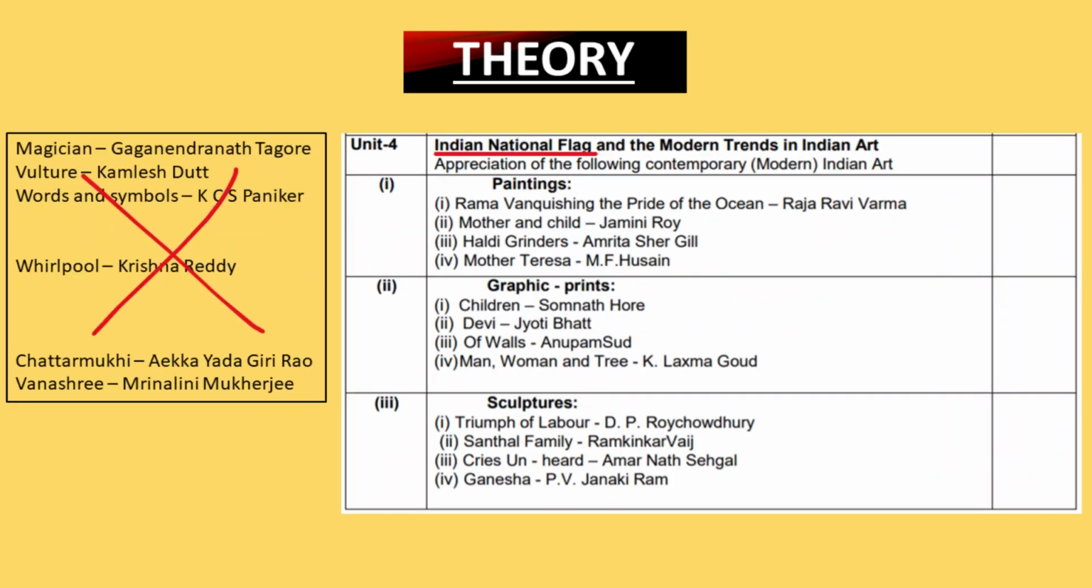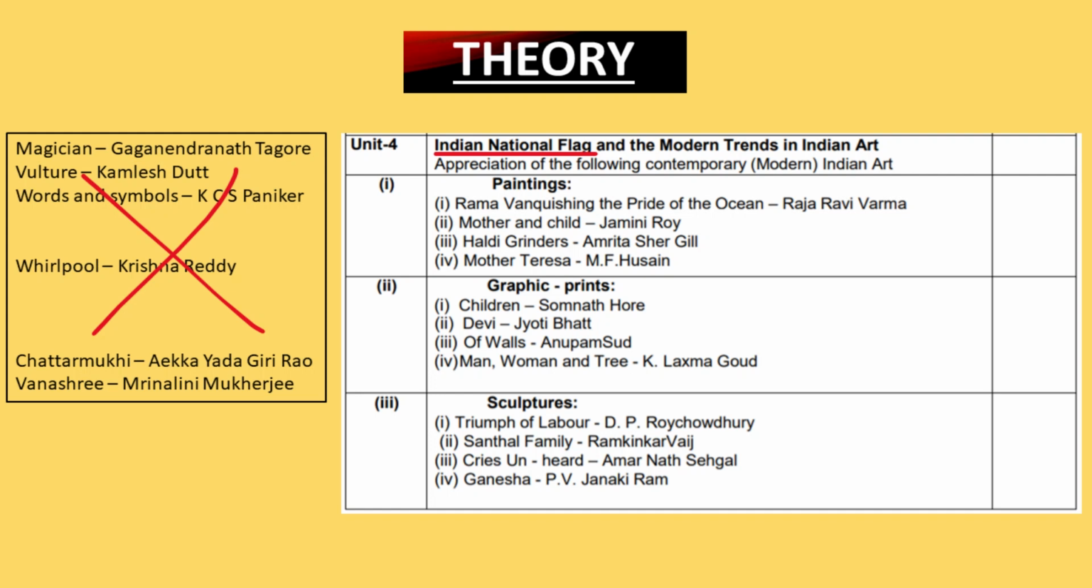Then comes Unit 4. Indian National Flag we can strike out because this is already there in Unit 3 in Bengal School. So what we are left with is Modern Trends in Indian Art, in which we have to do appreciation of the following contemporary, that is modern, Indian art. First category is paintings. First is Ram Vanquishing the Bride of the Ocean by Raja Ravi Verma. Second is Mother and Child by Jamini Roy. Third, Haldi Grinders by Amrita Shergill. And fourth, Mother Teresa by M.F. Hussain.